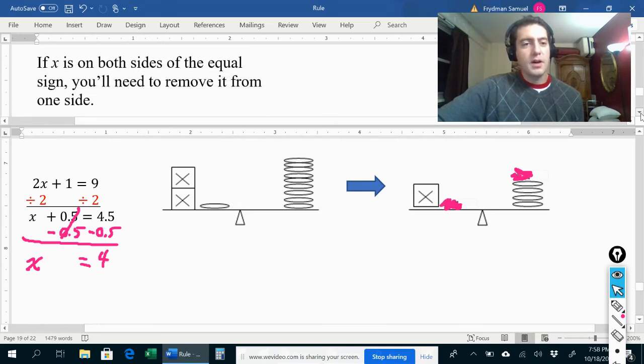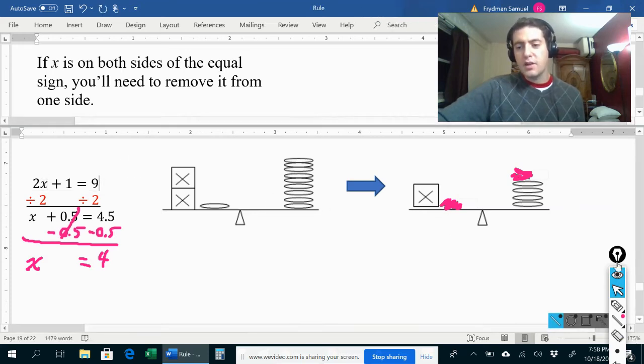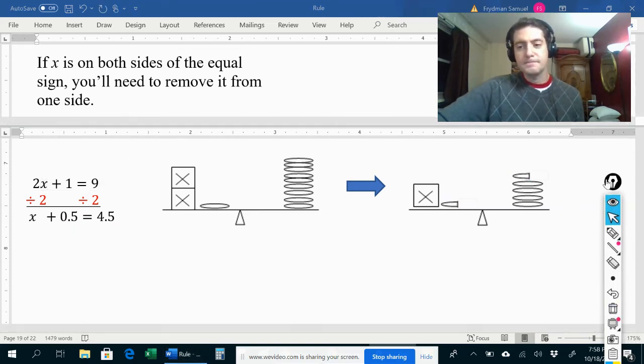Next thing we'll talk about is removing the variable from one side. So if x is on both sides of the equal sign, you'll need to remove it from one side. Here, I only had an x on the left side of the equation. But what if I have an x on the left side and also an x on the right side? So let's take a look at the next example.